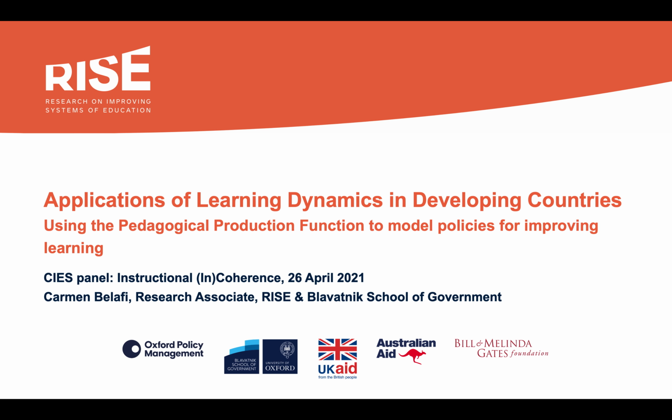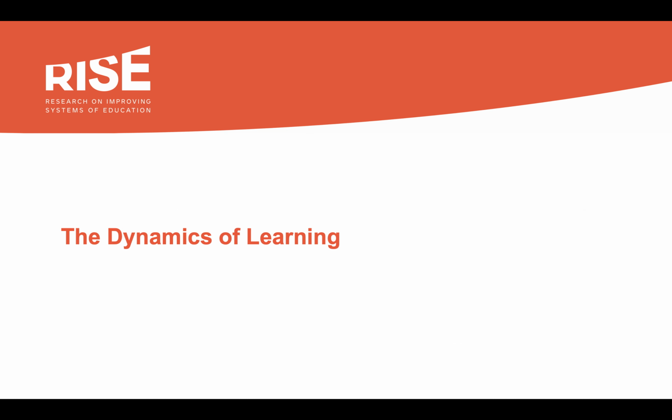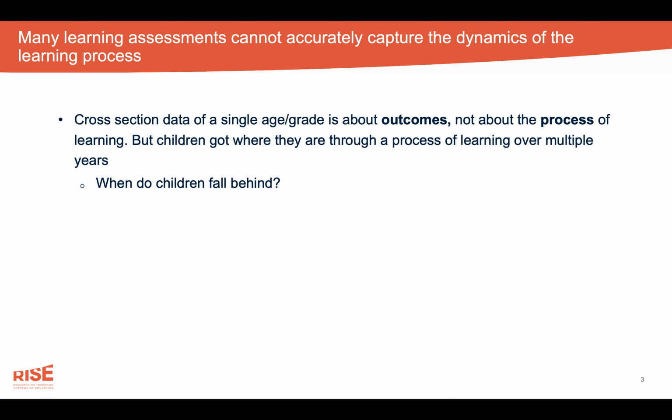So first of all, let's take a very general approach and talk for a few minutes about the dynamics of learning in general. Why do we even need to look at the dynamics of learning? Well, we need to put special emphasis on that because many learning assessments simply cannot accurately capture the dynamics of the learning process in the way that would be helpful to actually combat the learning crisis. The first element is that cross-section data of a single age and grade is really about outcomes and not about the process of learning.